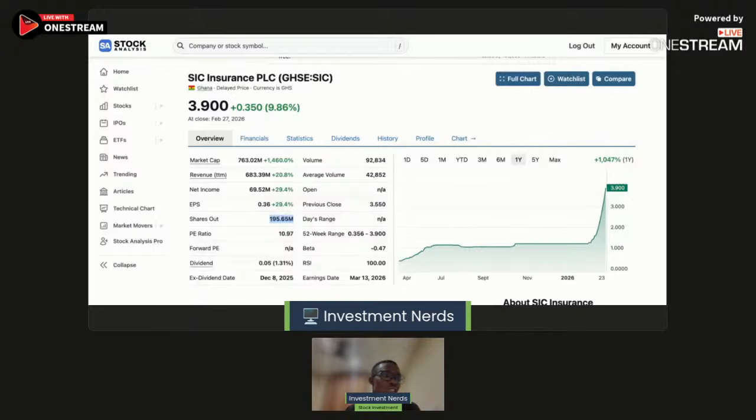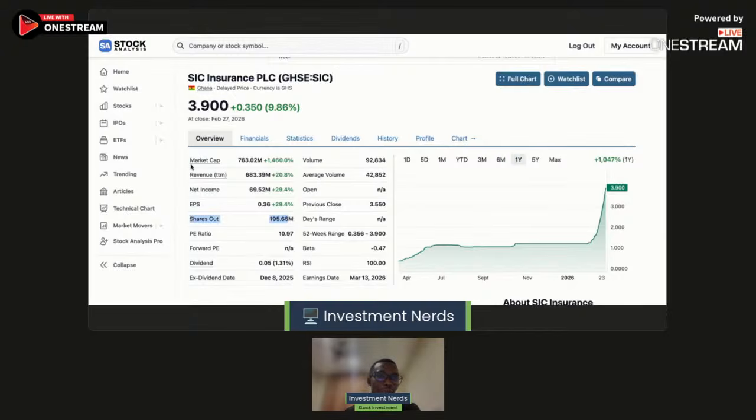Companies are always trading shares, okay? They don't sell shares and stop. They are always selling it. So if you see 195, that's the total number of shares. If you find any other company and you want to know the number of shares they are selling, just look at the shares outstanding part, okay?